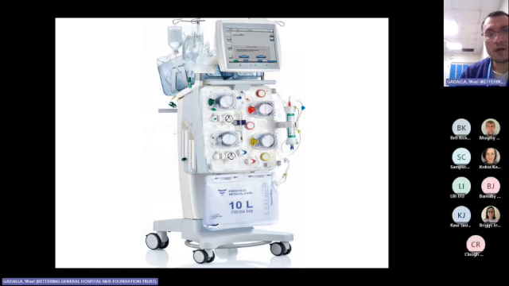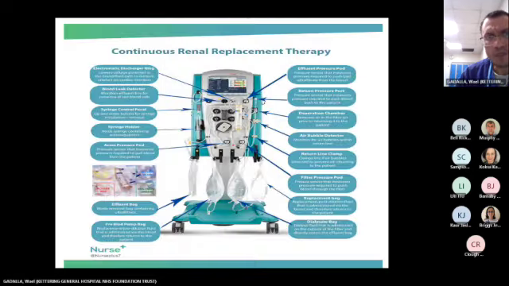These are some of the CRRT machines. This is Prismaflex. According to the company, the machine may look different, but basically the principle is the same. Each machine has a filter and pumps, multiple pumps actually, depending on the mechanism that we use, either ultrafiltration or CVVH or CVVHD or CVVHDF.